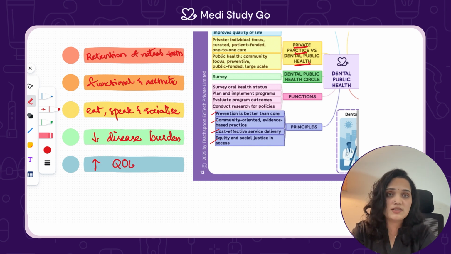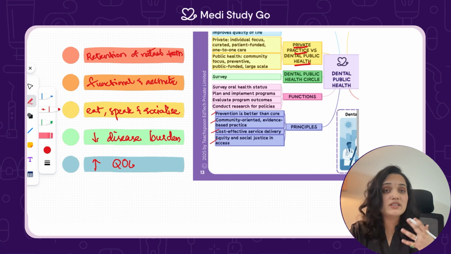So public health is not just about reducing DMFT scores. It's about the dignity of a person.